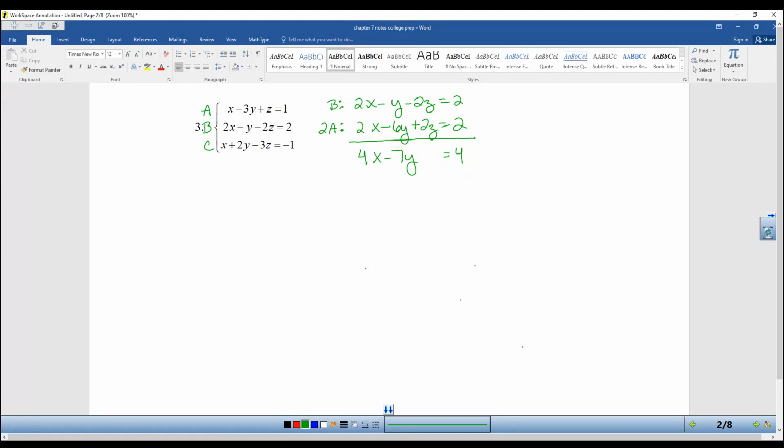Now, I have to get rid of z again, so I can have two equations with just x's and y's, and I have to use C. I can alter C if I want to. I can do negative 2C or something, but I don't need to.